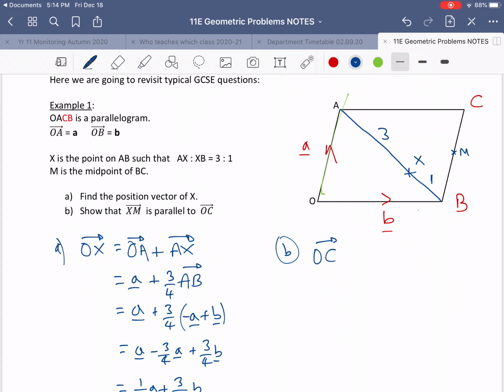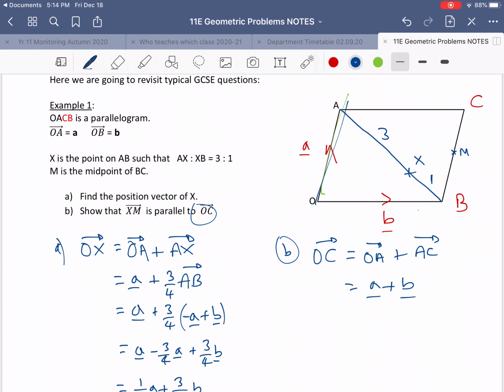O to C. Well, I can go different ways. I'm just going to go along the top and then, sorry, up this diagonal and then along the top. So O to C is going to be O to A along the diagonal there, this one here, plus A to C. Now O to A is just A, and A to C, going that way, is the same as going along that direction, that parallelogram. They're parallel and the same length. So the top horizontal line going right is the same as B. So O to C is just A plus B.